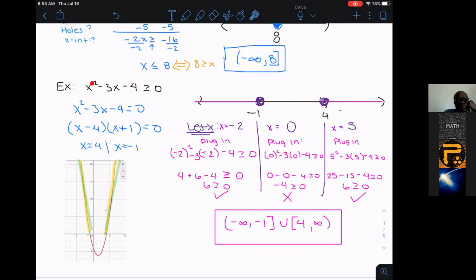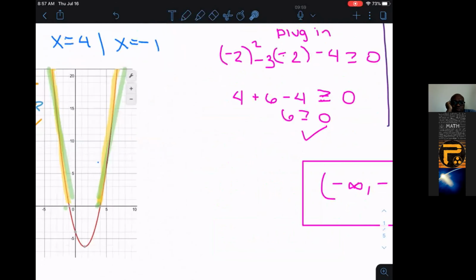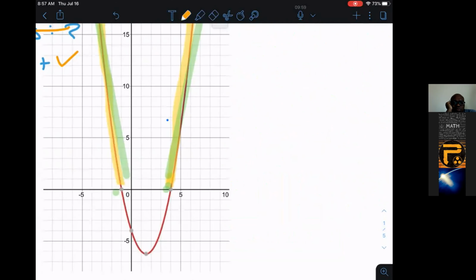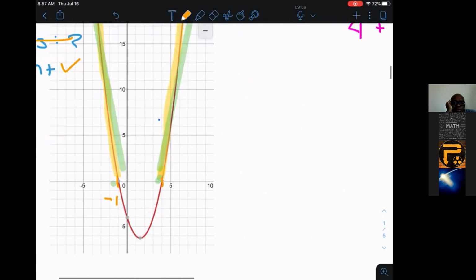And then from this graph here, you can tell that that is where it is going from. This point right here is -1, and this point right here is 4. It says it on the graph either way. So that's how you can tell. In fact, this graph is greater than 0 from negative infinity to -1, and then from 4 to infinity. Questions about this?